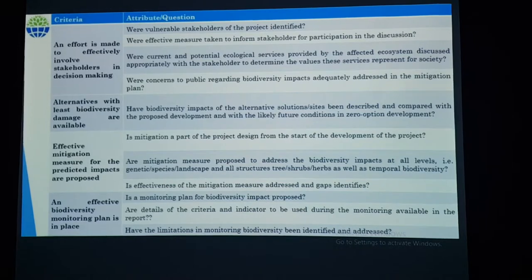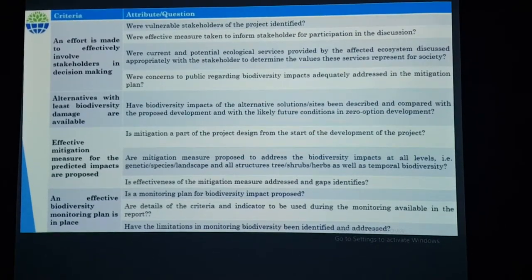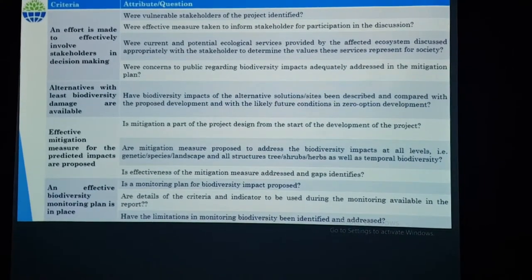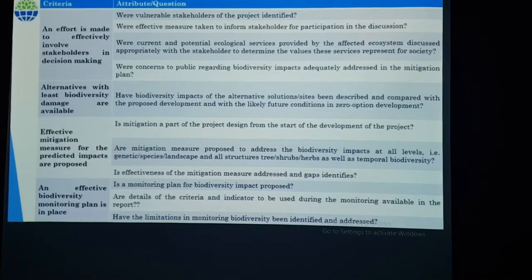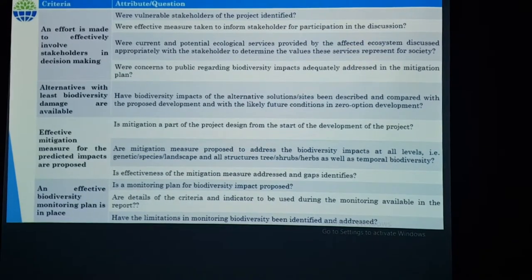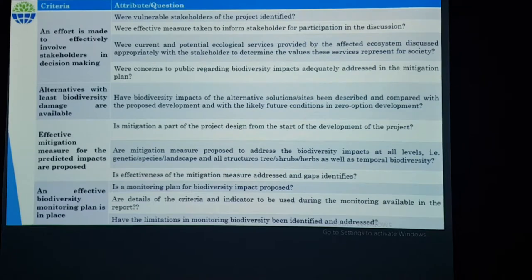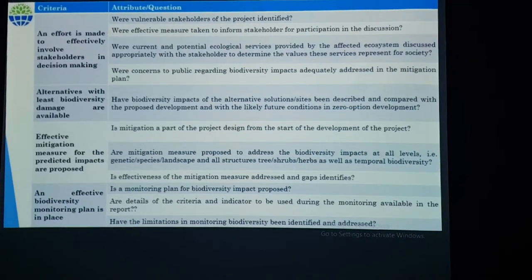The criterion is that an effort is made to effectively involve the stakeholders. For that we have four questions: Are the vulnerable stakeholders of the project identified? What effective measures are taken to inform stakeholders? Are the current and potential ecological services provided by the affected ecosystem discussed appropriately? And are the concerns of the public regarding biodiversity impact adequately addressed in the mitigation plan?